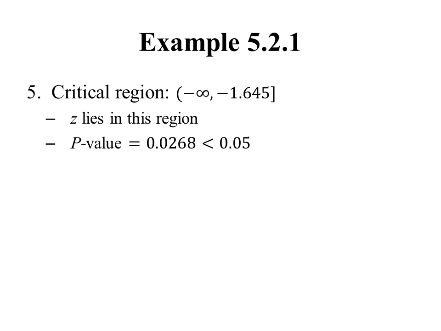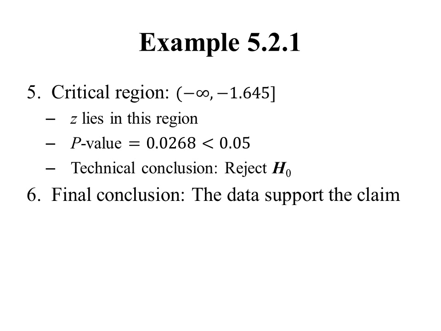Next, we come to our technical conclusion. Our critical region is this interval here, and we see that our test statistic z equals negative 1.93 lies in that region. Also, the p-value is less than 0.05, and so by either criterion, we come to the technical conclusion that we reject the null hypothesis. And then the last step is to come to our final conclusion. Because the original claim did not contain equality, the final conclusion is that the data support the claim.